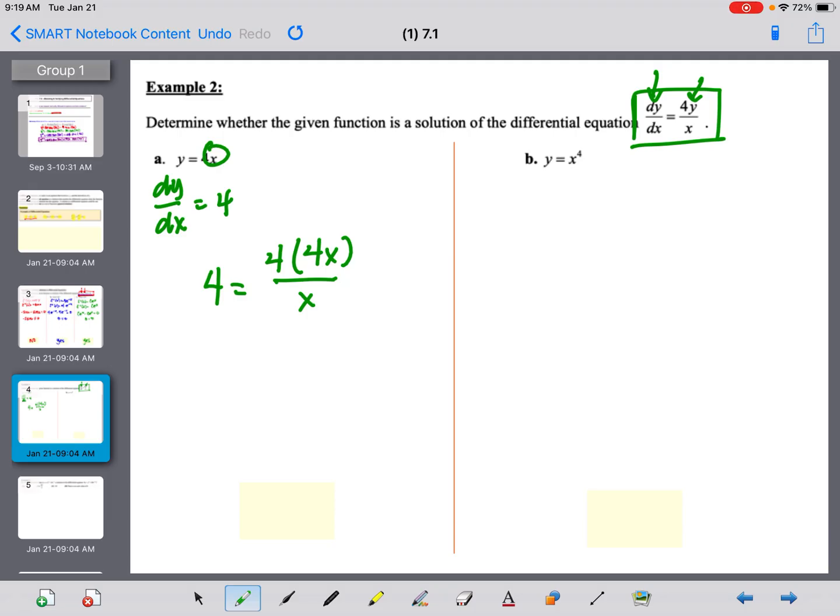I think there's too many 4s in this one. This is going to give me 4 on the left-hand side, but on the right-hand side, I'm going to have 16x over x. The x's will cancel, and 4 does not equal 16. So no, this is not a solution.